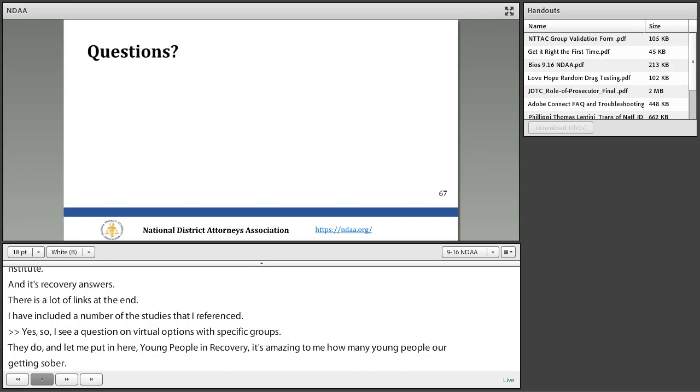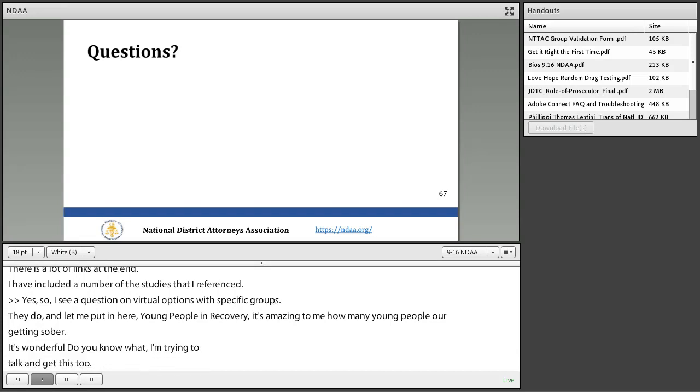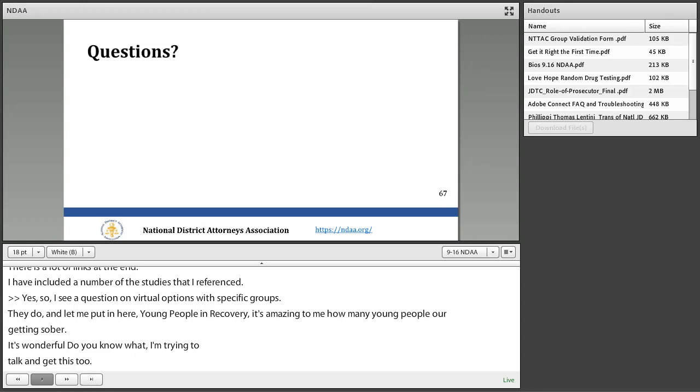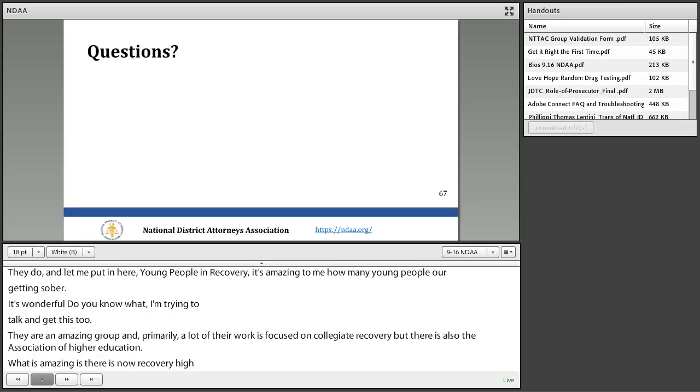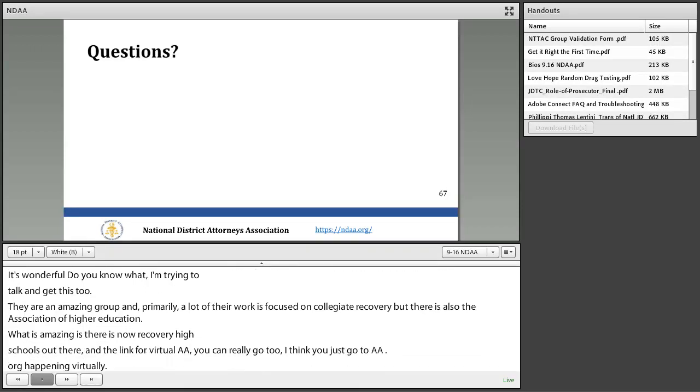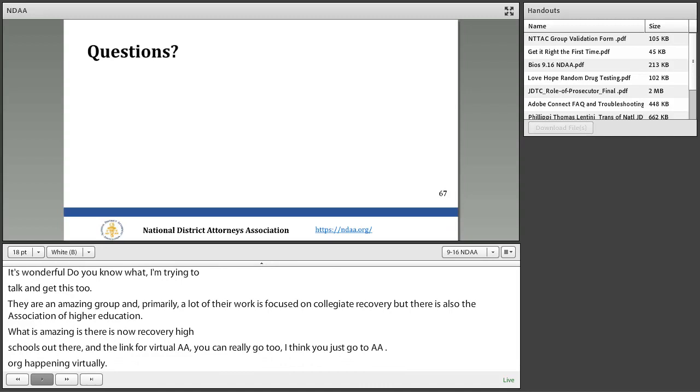They are an amazing group, and primarily a lot of their work is focused on collegiate recovery, but there's also the Association of Higher Education, and what's amazing is there's now recovery high schools out there. For the links for virtual AA, I think you just go to aa.org. Most of AA is now happening virtually. I know a few in-person meetings are happening again, but it's going to depend on the jurisdiction. So aa.org would be a resource, and that's probably the best.